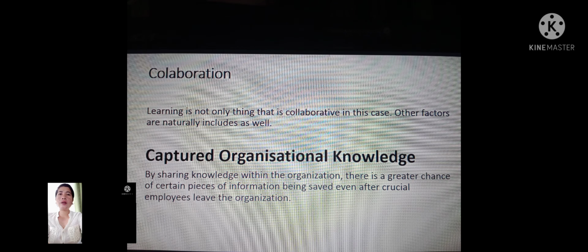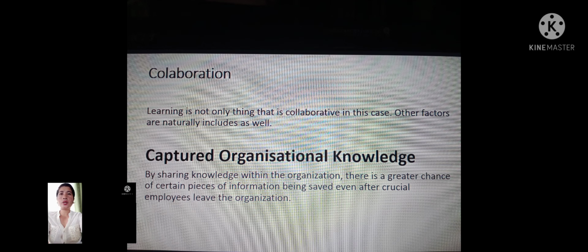So we also have collaboration. Learning is not the only thing that is collaborative in this case. Other factors are naturally included as well. Employees help each other more, often seek advice, collaborate better, and learn along the way. The best time to learn is when you need the knowledge.